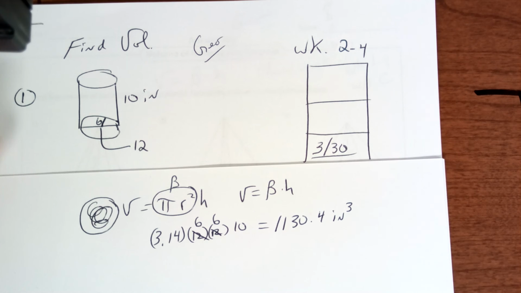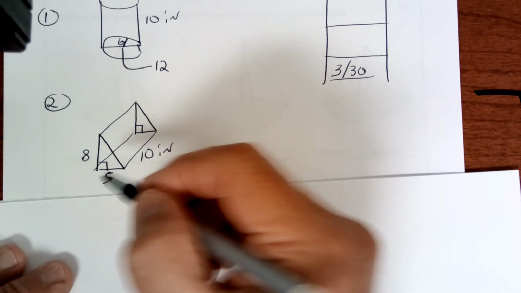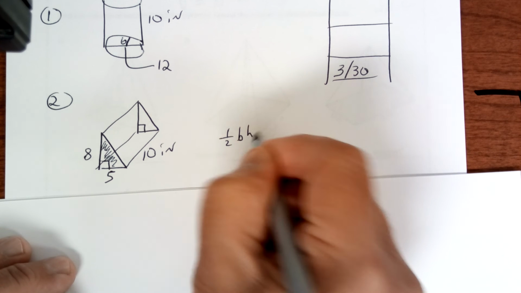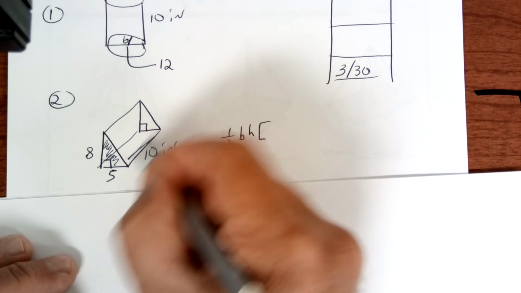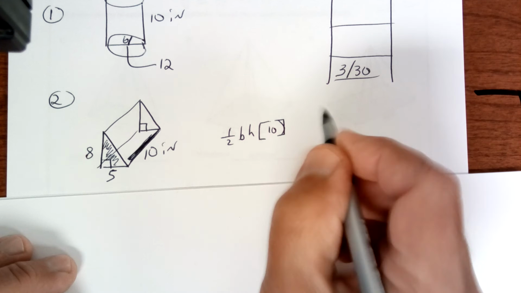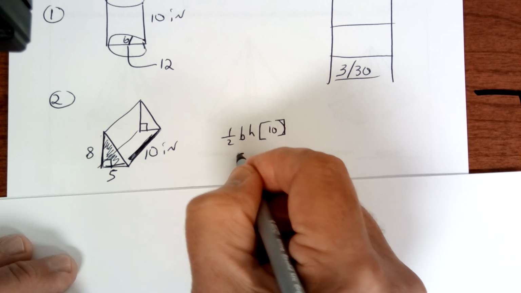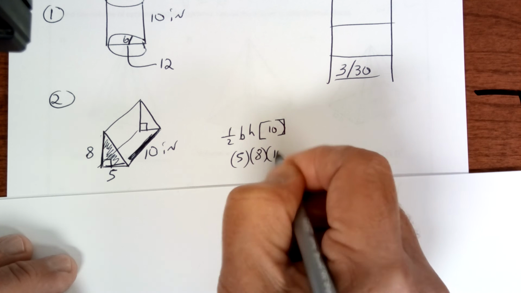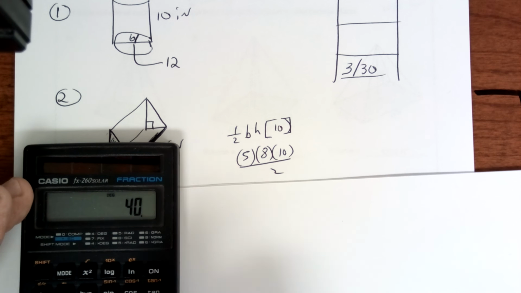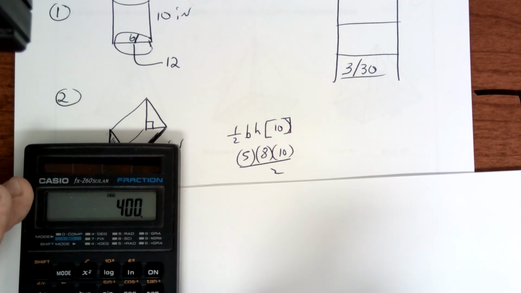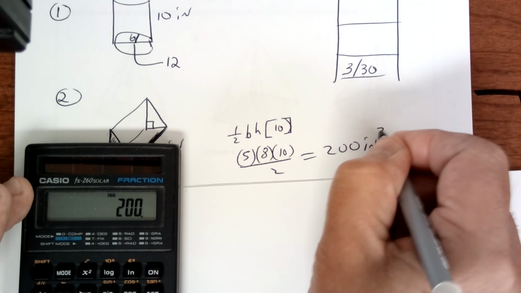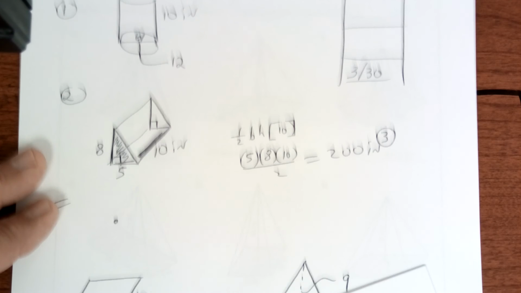Really simple. This one right here, you got to do the triangle. The triangle is 1/2 base times height. And then to get volume, you got to do the height of the prism here, and that's going to be times 10. So the base is 5 and the height is 8. So it's 5 times 8 times 10, and then divide by 2. So that's 40 times 10, which is 400, and then divide it by 2. So on this one, I get 200 cubic inches.